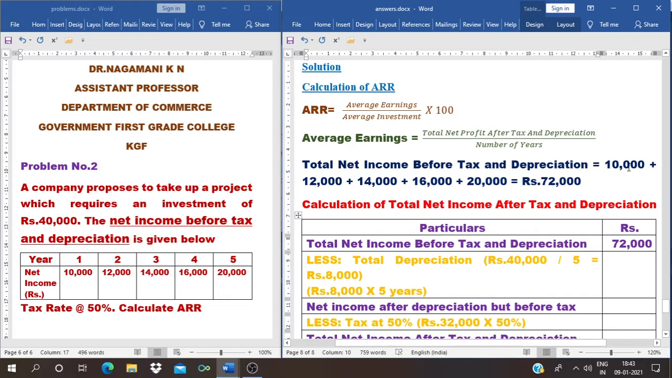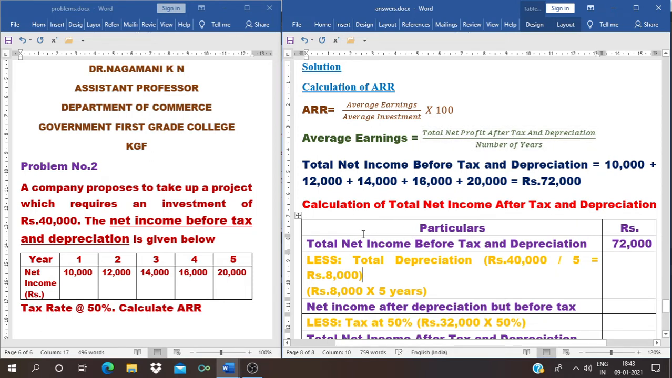Here first year 10,000 is there. I have taken plus second year 12,000 plus third year 14,000 plus fourth year 16,000 plus fifth year 20,000. The total is 72,000. This 72,000 is the total net income before tax and depreciation. Now, what is the net profit we required? Profit after tax and depreciation.